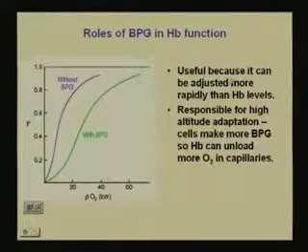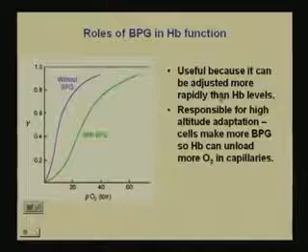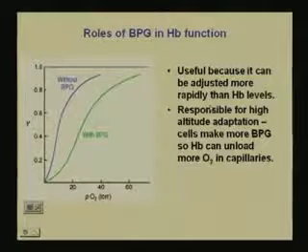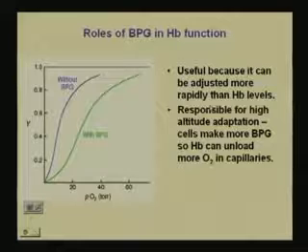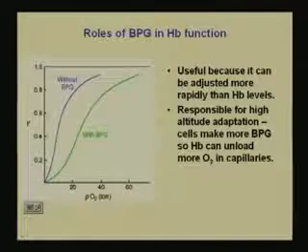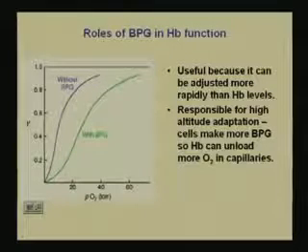It is useful because it can be adjusted more rapidly than the HB level. So, instead of adjusting the hemoglobin level, what you adjust is the BPG level. That is what the body does for you. Okay? So, when you have high altitude, it adapts so that it can unload more oxygen to the capillaries where you need it, but it will not require the hemoglobin to bind the oxygen, because the deoxy has already bound the BPG. Okay? So, we will stop here today. Thank you.